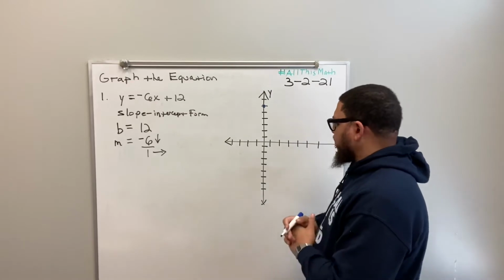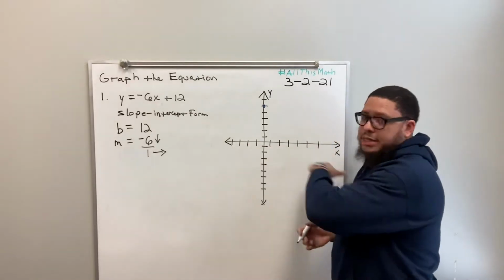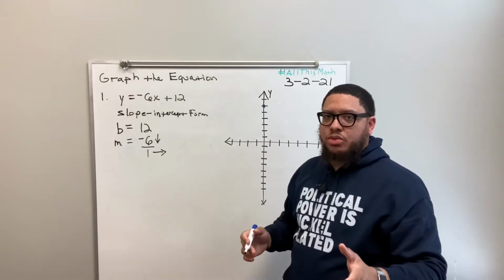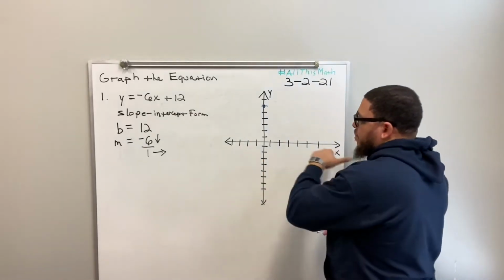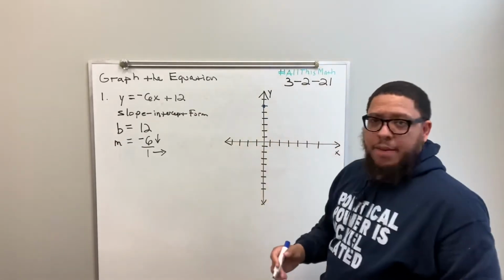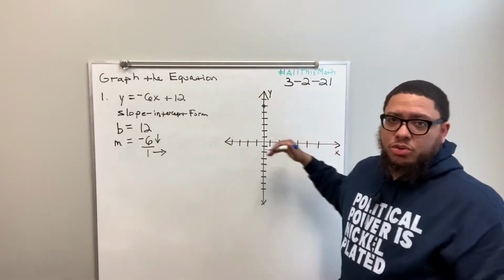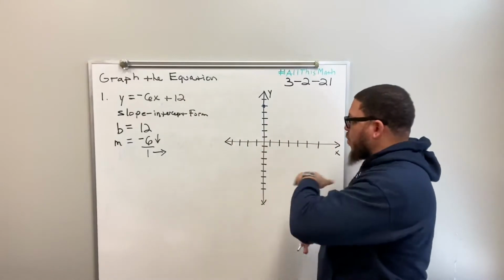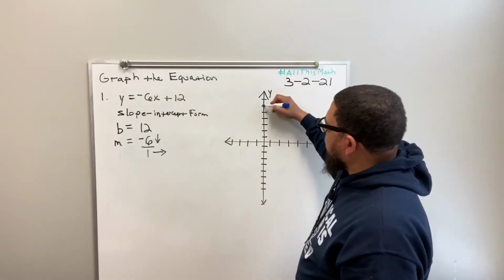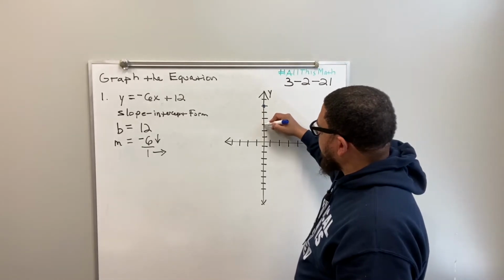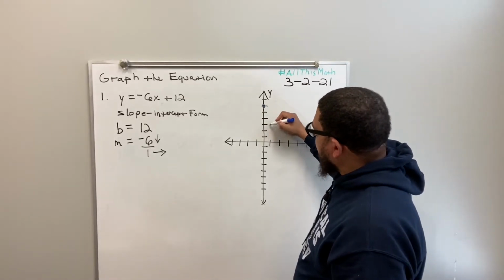Now, here's another thing. Your scale on the x-axis doesn't have to be by 2s. You can make it by 2s, but it doesn't have to be by 2s. I'm going to keep my x scale by 1s. My y scale can be its own scale. My x scale can be its own scale. So I'm going to go down by 2s on the y-axis, 2, 4, 6, and over 1.